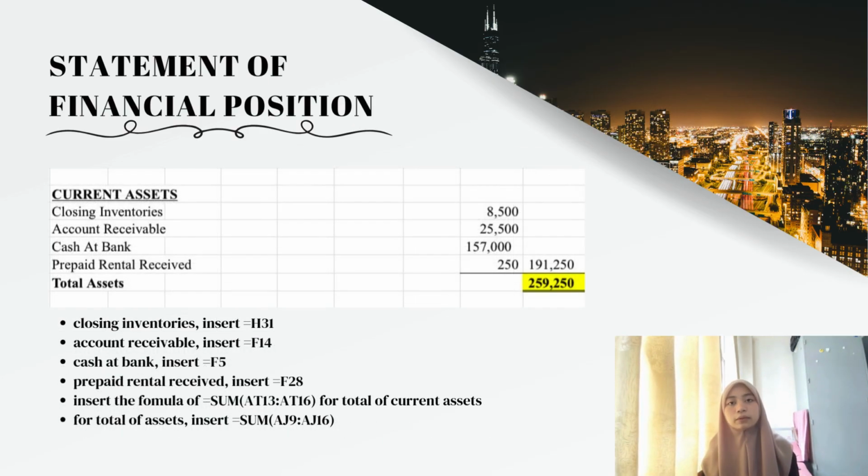For closing inventories, we will insert the formula equals H31. For accounts receivable equals F14, cash at bank equals F5, and prepaid rental received equals F28. So, the total of current assets will be calculated using the formula equals SUM(B13 to B16). So lastly, we will calculate the total of assets using the formula equals SUM(AJ9 to AJ16).